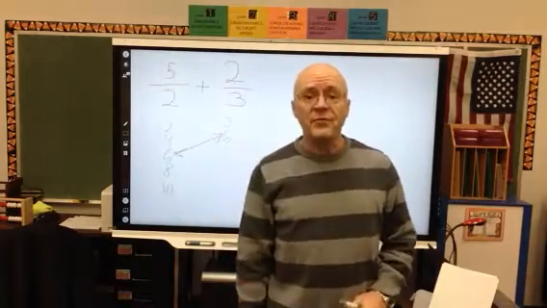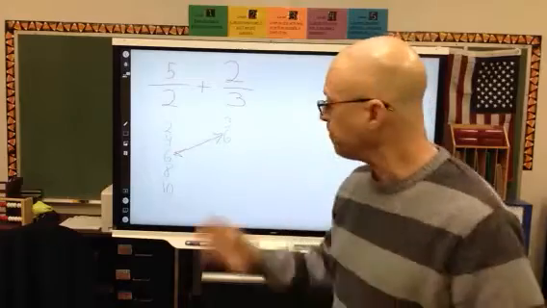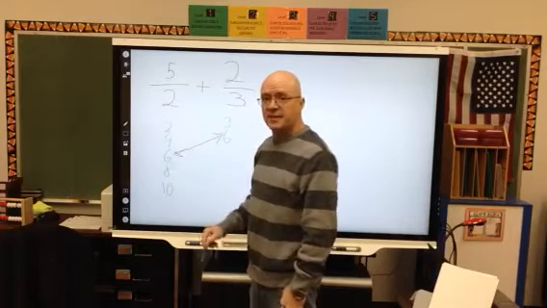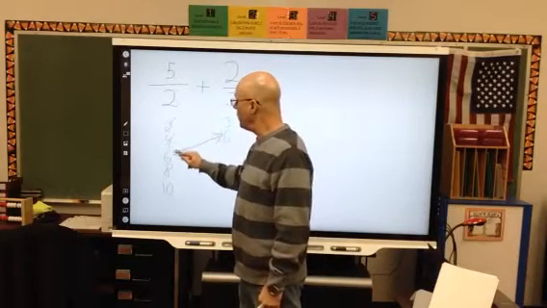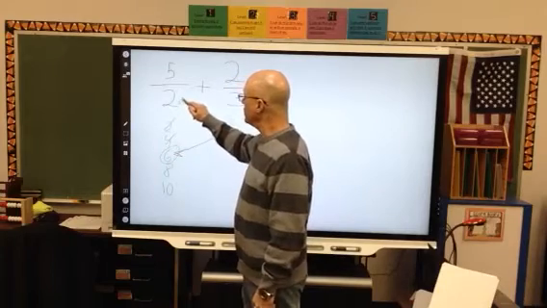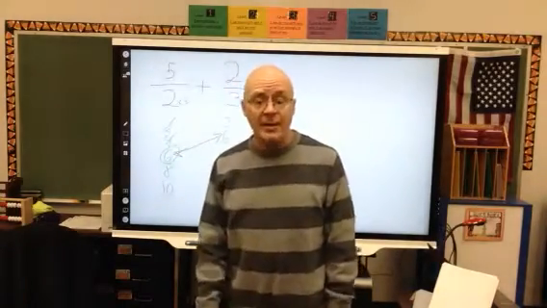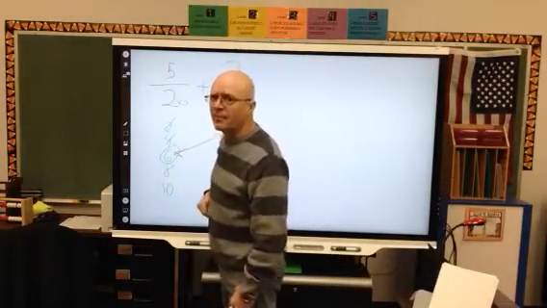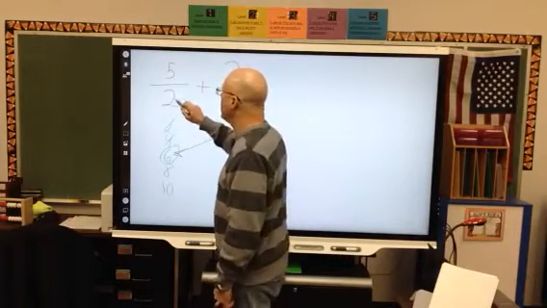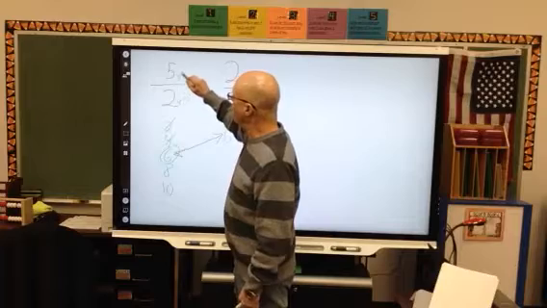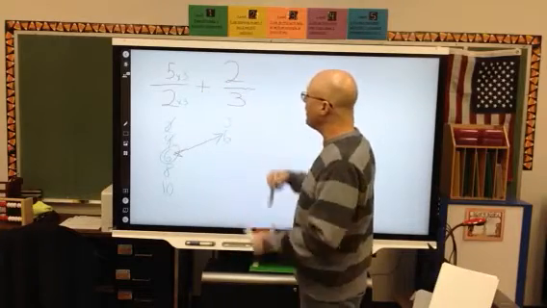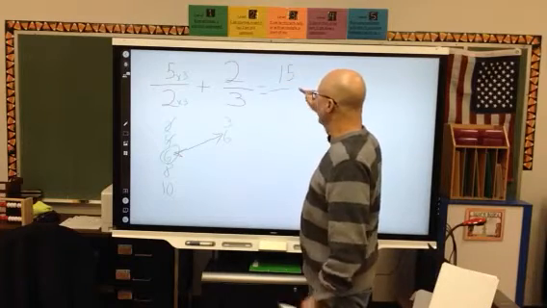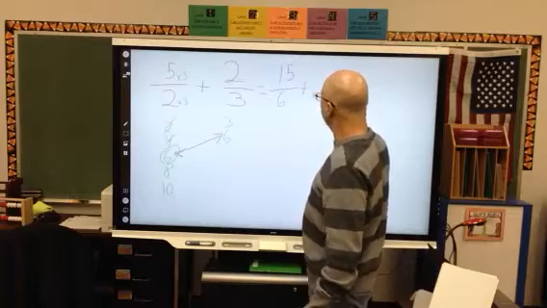Now, both of these fractions are going to have to change. So what did I multiply 2 by to get 6? I multiplied it by 1, by 2, by 3. So 2 times 3 is 6. Whatever you do to the bottom, you have to do to the top. So 5 times 3 will be my numerator. I'm going to rewrite that problem as 5 times 3 is 15 over 2 times 3 is 6.